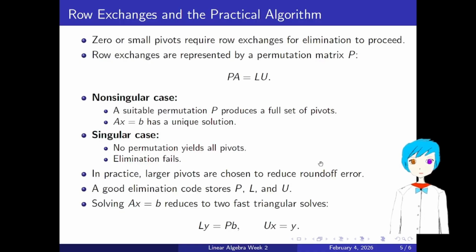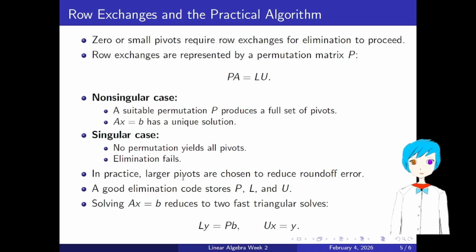Later, we introduce the row exchange matrices called permutation matrices. Row exchanges are required in Gaussian elimination because sometimes the pivots may be 0 and we may need to exchange the sequence of rows. If A is non-singular, then there exists a suitable permutation P such that PA can be LU factorized. In this case, Ax equals b has a unique solution. However, when A is singular, no permutation would yield all pivots and Gaussian elimination will fail.